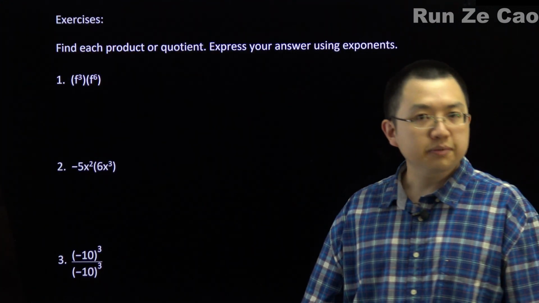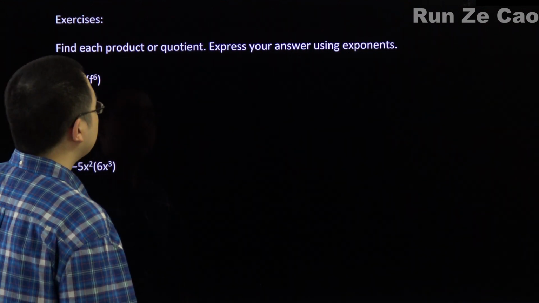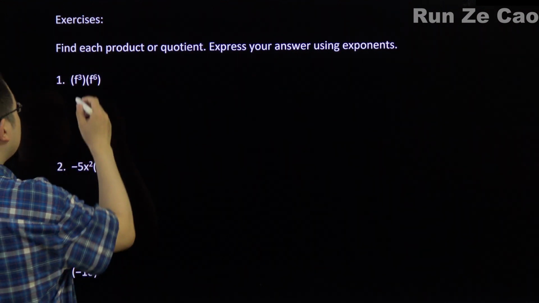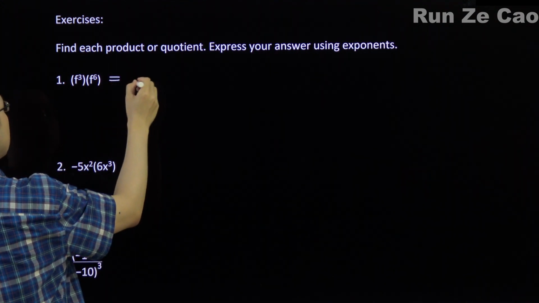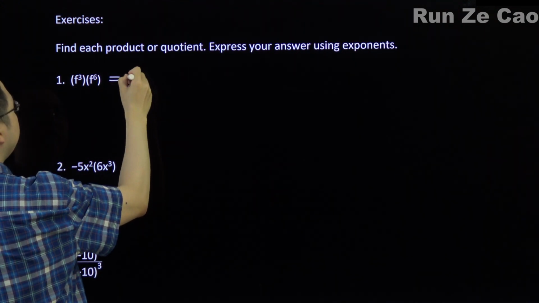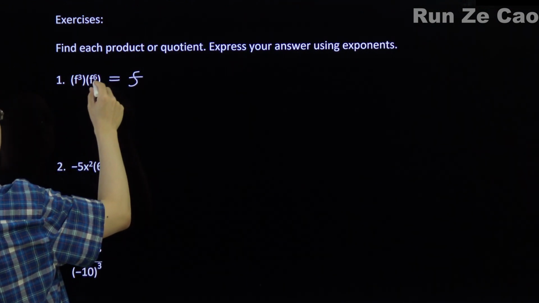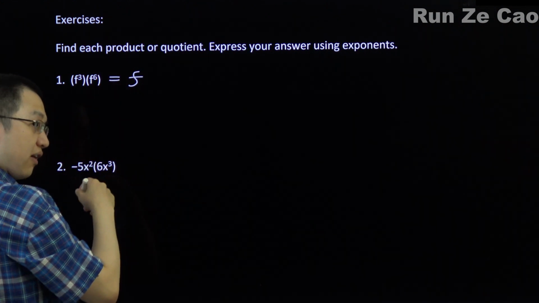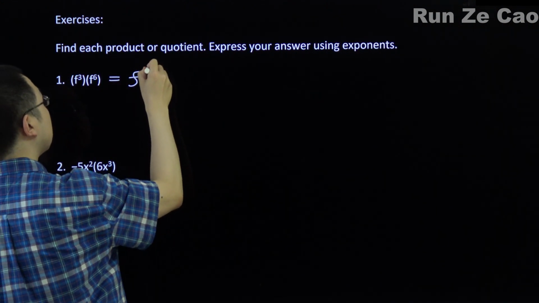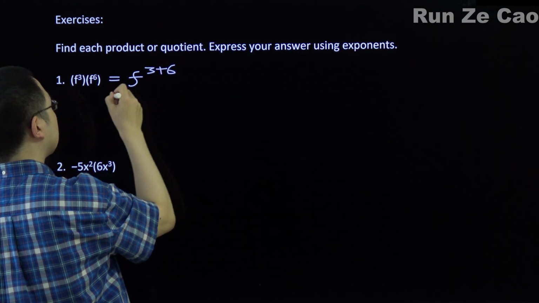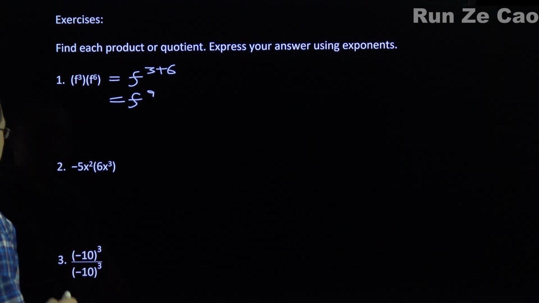Exercises. Find each product or quotient. Express your answer using exponents. f to the 3rd times f to the 6th is going to be equal to, the base is f, and the exponent is, well, there's 3 f's and there's 6 f's put together. There's 3 plus 6 f's multiplied together. In other words, f to the 9th power.